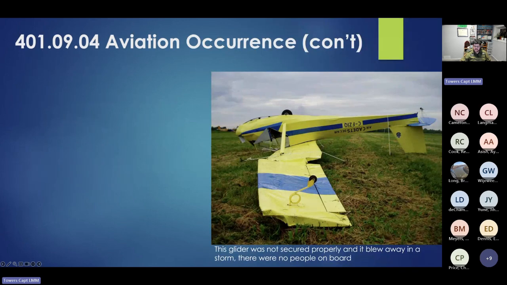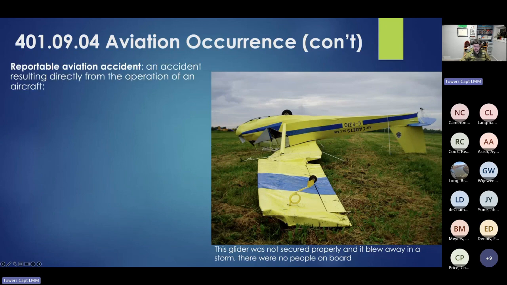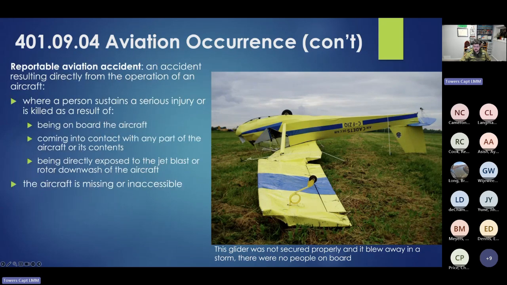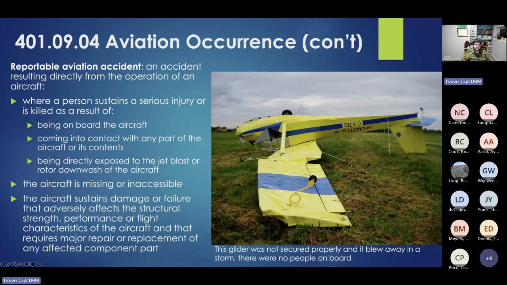So this glider was not secured properly and it blew away in a storm. Even though there were no people on board, that's still going to be an incident, I believe.